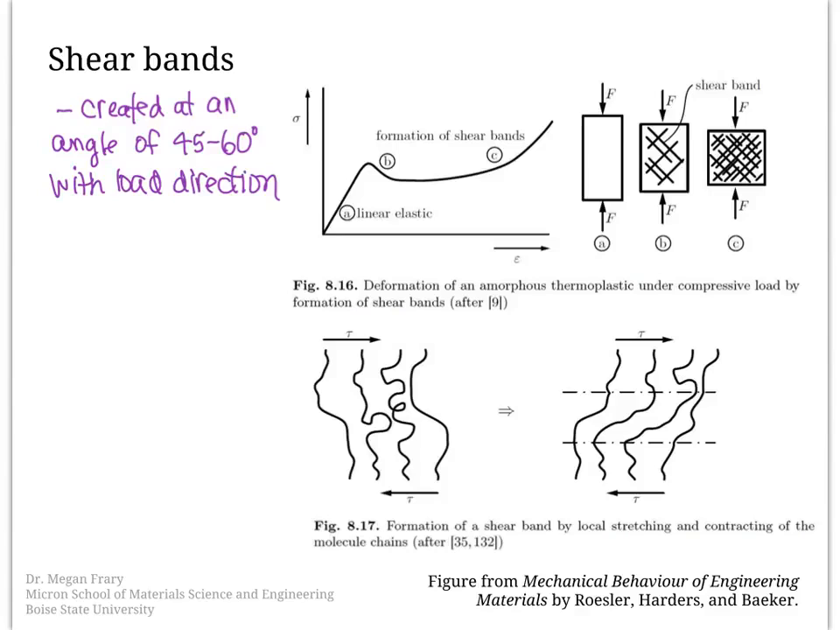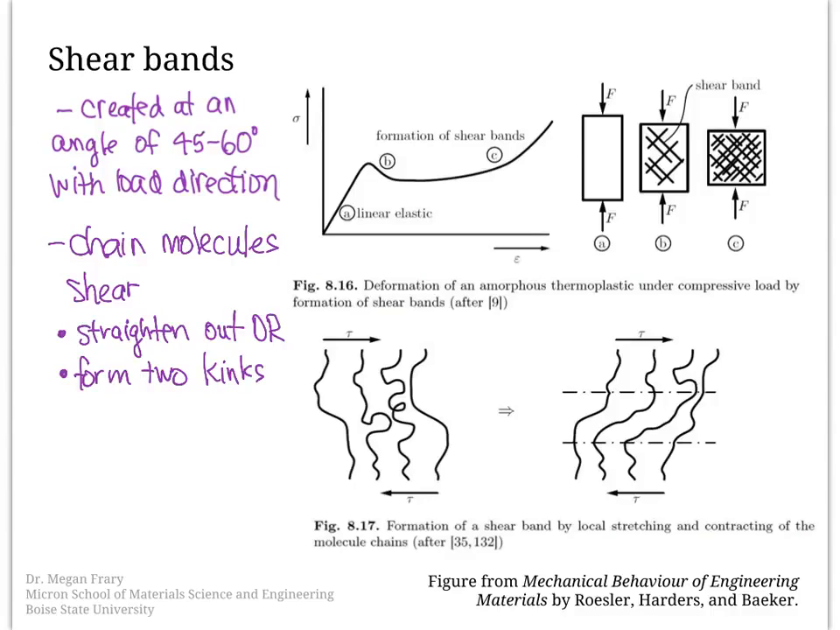At the molecular level, what's happening in the shear band formation is illustrated down here. So we have these chain molecules and we are applying the shear stress in this direction. And what happens is that essentially the chains sort of line up, but at this angle with respect to the load. So the chain molecules themselves are shearing. They either will straighten out or will form two kinks in the process of doing this. And as I said, this results in a region that has aligned chains.